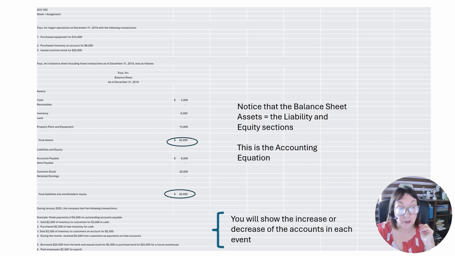You also have 6 transactions you're going to look at. You're going to sell some inventory to customers. You're going to purchase some inventory. You're going to receive some money from customers from the invoices you send out to them. You're also going to borrow some money from the bank. And you're going to pay your employees their payroll. So you'll show these as either increases, pluses, or decreases of the accounts for each event.